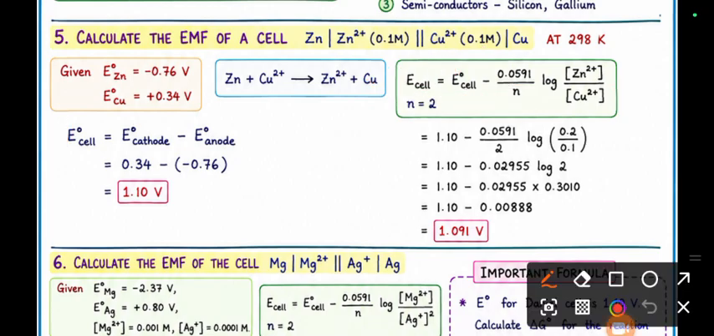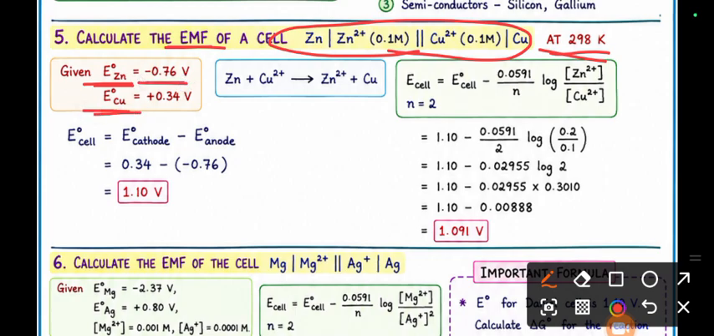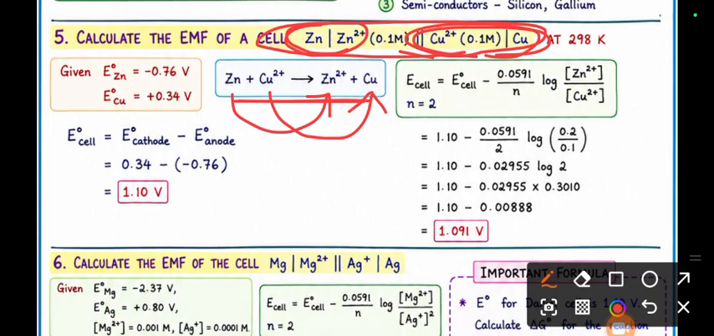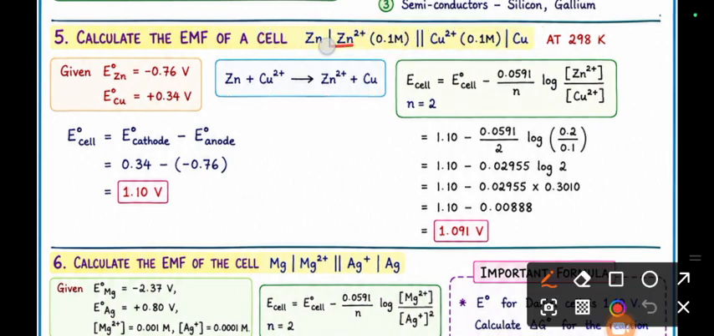The first numerical is calculate EMF of the cell, and this is the symbolic notation of the cell. At 298 Kelvin, standard electrode potential of zinc is minus 0.76, and standard electrode potential of copper is 0.34 volts. Now this symbolic notation we will convert into reaction. So this is anode, zinc is anode. At anode, oxidation takes place, and this side, right side, is cathode. At cathode, reduction takes place. Now here one correction, the concentration of zinc ion is 0.2 molar, 0.2 molar.